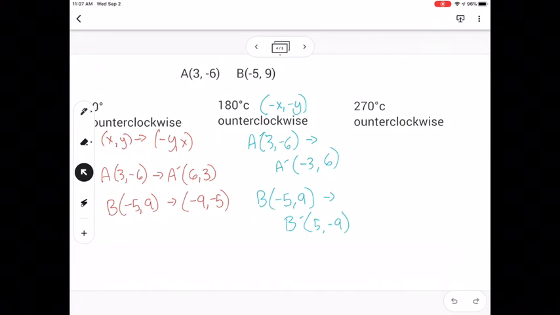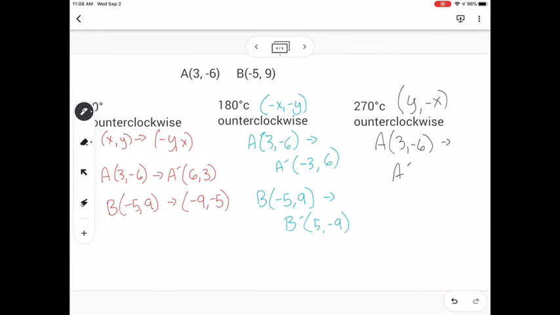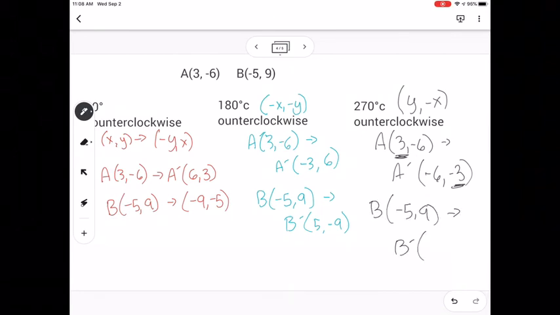All right, so for 270 counterclockwise, we're going to take our point and make it y, negative x. So for A, 3, negative 6, we'll turn it into negative 6, negative 3. We're changing the x to be opposite. And for B, negative 5, 9 will become 9, positive 5. We're changing the x to the opposite sign.